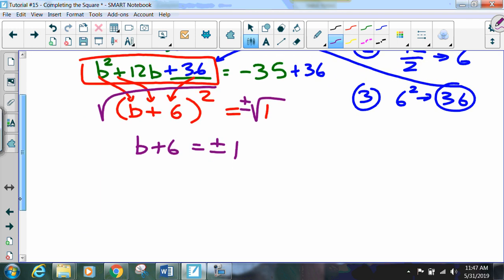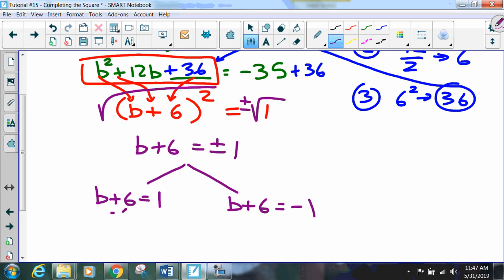Whenever we have a plus or minus, we need to split it up into 2 equations, because that's what we have, right? Either b plus 6 equals a positive 1, or b plus 6 equals a negative 1. If I subtract 6 from both sides, I get b equals negative 5. Subtract 6 from both sides, I get b equals negative 7.